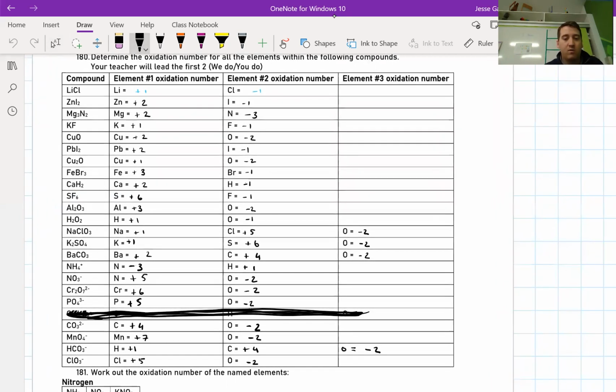I will see you in the next one, where we'll be taking these oxidation numbers and applying them to full reactions so we can track oxidation and reduction.